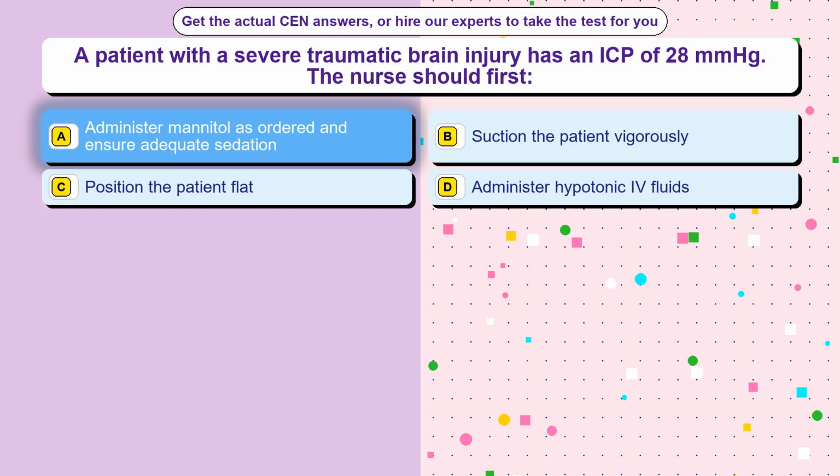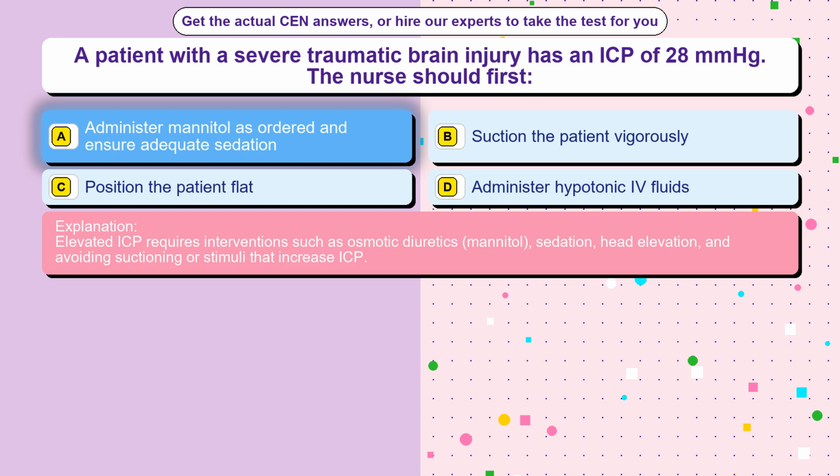The correct answer is option A, administer mannitol as ordered and ensure adequate sedation. Elevated ICP requires interventions such as osmotic diuretics, mannitol, sedation, head elevation, and avoiding suctioning or stimuli that increase ICP.